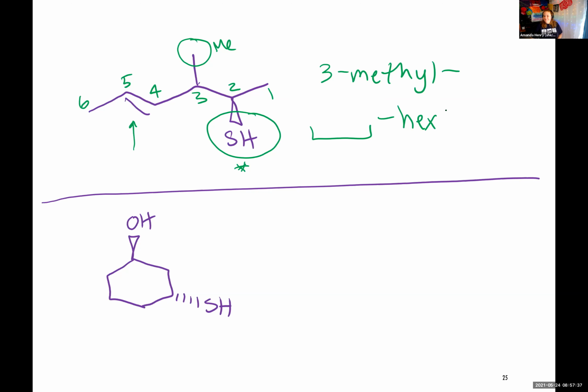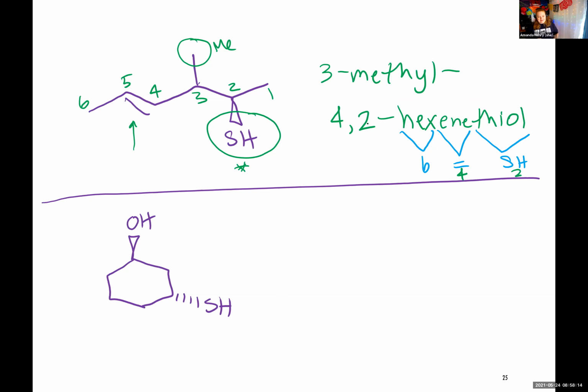Hex and thiol? Yeah, exactly. So hexenethiol. So we have the double bond, so we have to say that the ene part. If we dissect the name, that tells us that there's 6 carbons, that tells us there's a double bond, and that tells us that we have our new thiol. So if we put in our numbers, our hexene is at carbon number 4 and our thiol is at carbon number 2. So I'm going to erase my little bracket right there. But we would just say 4,2-hexenethiol.